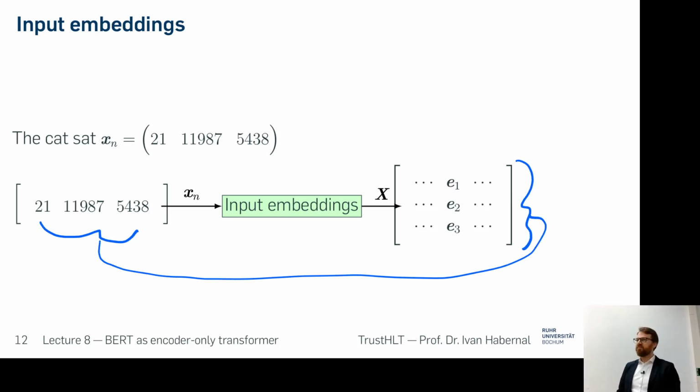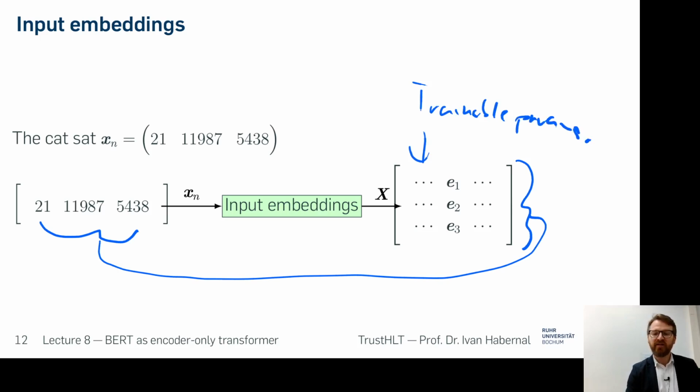So input embeddings. Any question? Obviously, this is trainable. These will be trainable parameters, as we had in Word2Vec or other embeddings. So I will train how to map an ID into some latent representation. So far so good? So we have input embeddings.